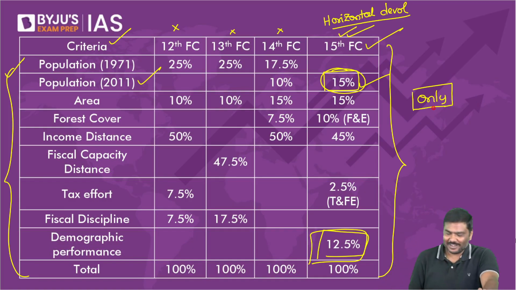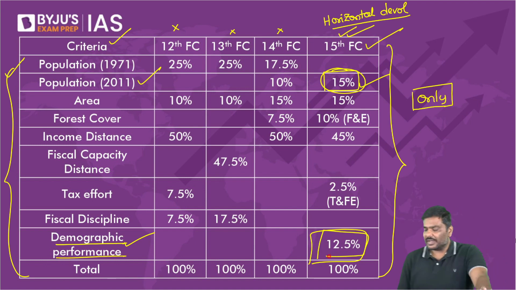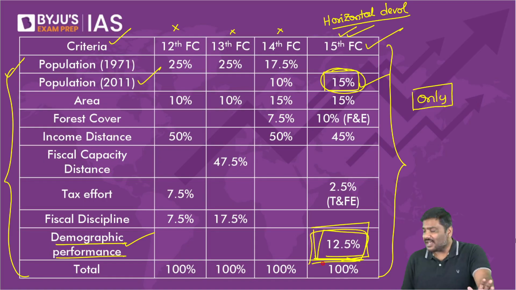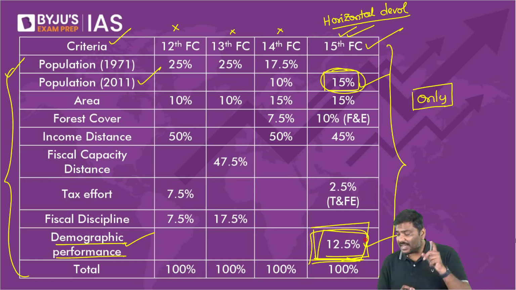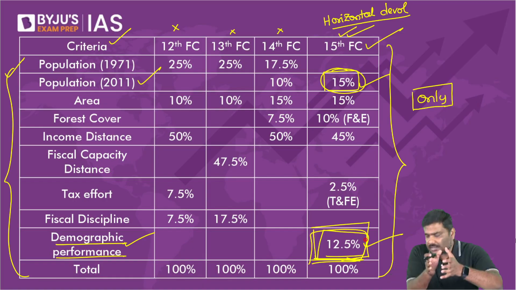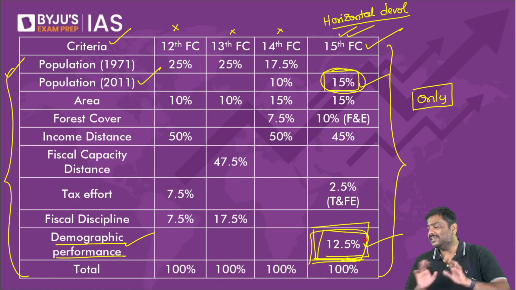Demographic performance. Have a look at this. Can I say the 15th Finance Commission, compared to the last 4 to 5 Finance Commissions, is the first Finance Commission to introduce demographic performance weightage? These kinds of statements can be asked by UPSC. Please be very careful. That's the reason I'm saying just make certain inferences by looking at the table. Done. Can we go forward now?